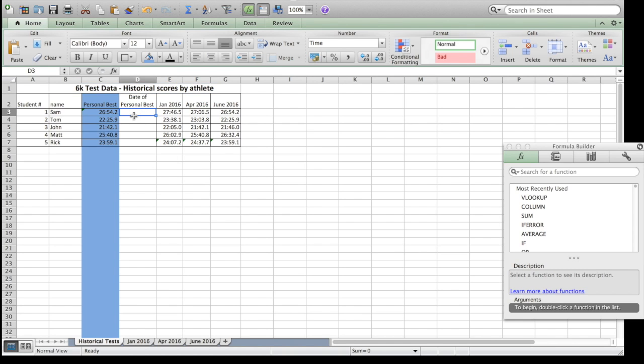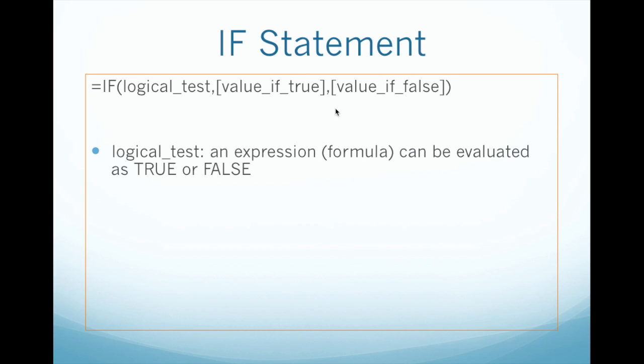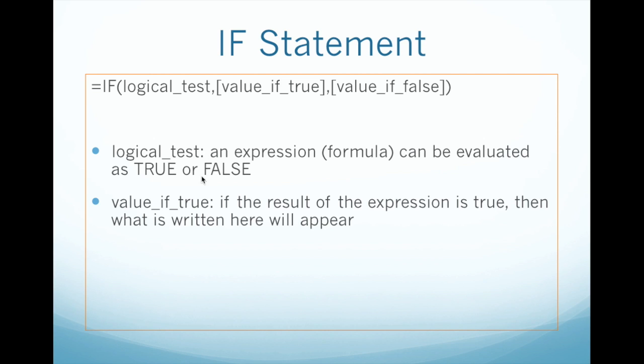We're going to use a new formula called the if function. For the if statement, the formula is equals if logical test, value if true, and value if false. Let's look at it a little more closely. The logical test in the formula refers to an expression or formula that will be evaluated as true or false. The value if true is, if the result of the expression of the logical test is true, then whatever is written in here will appear.